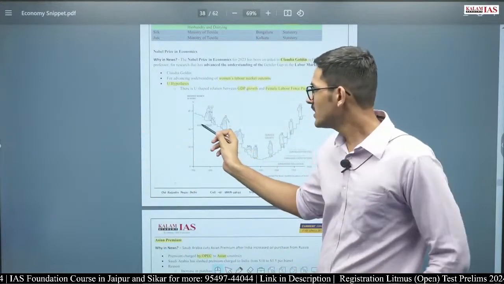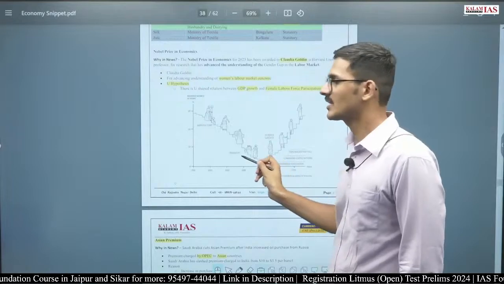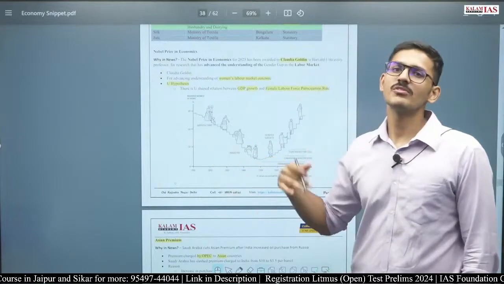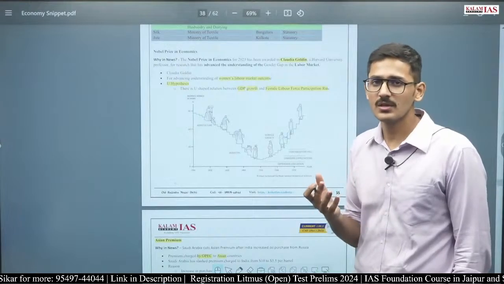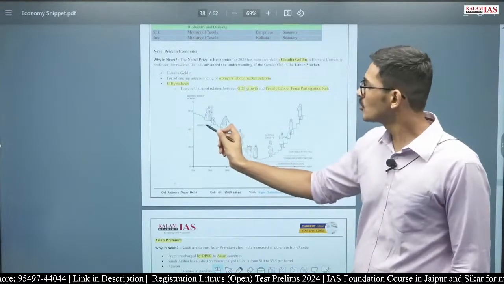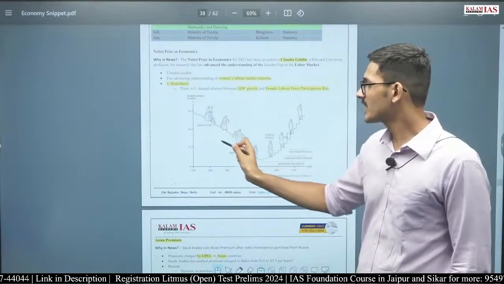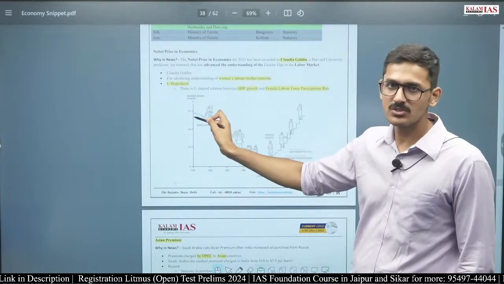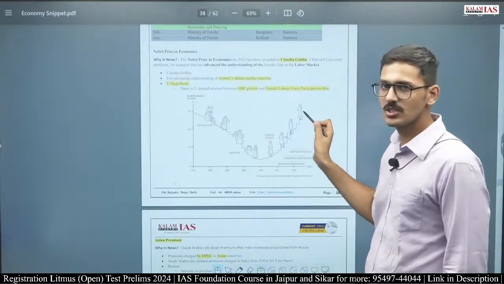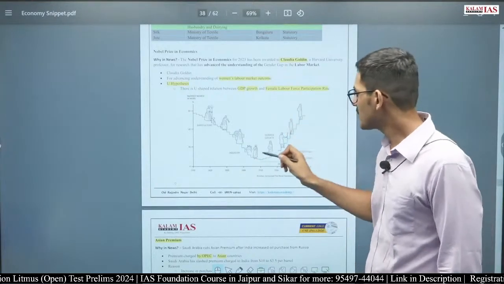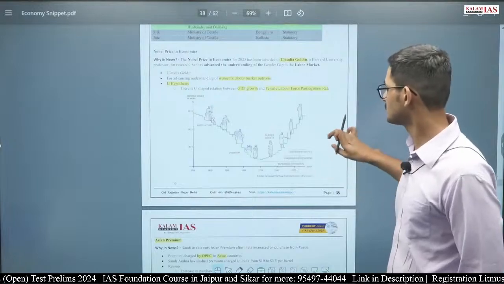So when the economy changes from agriculture to the industry sector, the participation of women will reduce, because in the industrial sector women are not a big source of employment. And again, when it changes from industry to a service economy, the participation of women will increase.